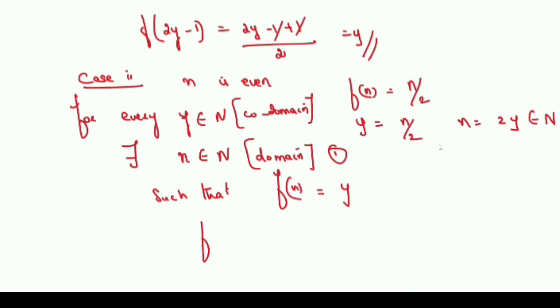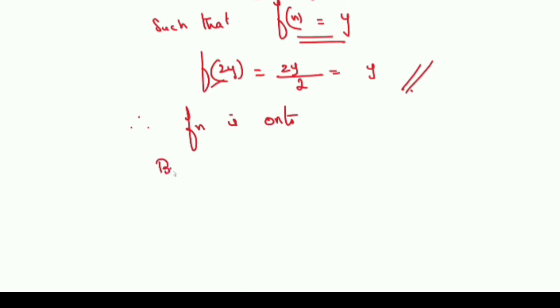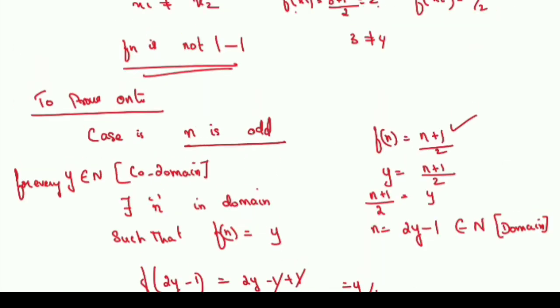So f of n is equal to, n is 2y. We have taken n as 2y. So f of 2y is, the function is here n by 2, so just substitute n as 2y. So y. So we have proved that f of n is equal to y. Therefore the function is onto, but it is not one to one. So we have proved that the function is onto, but it is not one to one.